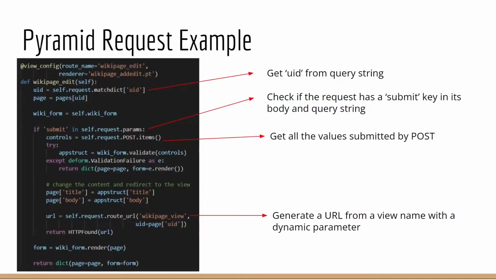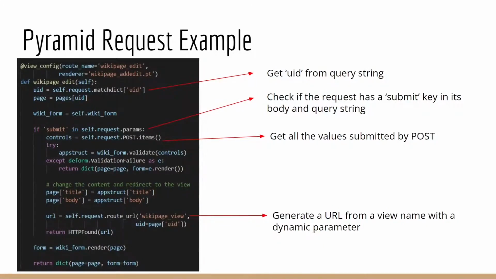Let's look at an example for the request. This request is passed into a wiki page edit view. It then extracts a UID query string with matchdict. Next, it checks if something is submitted with params and extracts the data from the submission with POST items. Lastly, it generates a full URL given the wiki page view, route name, and dynamic UID parameter.